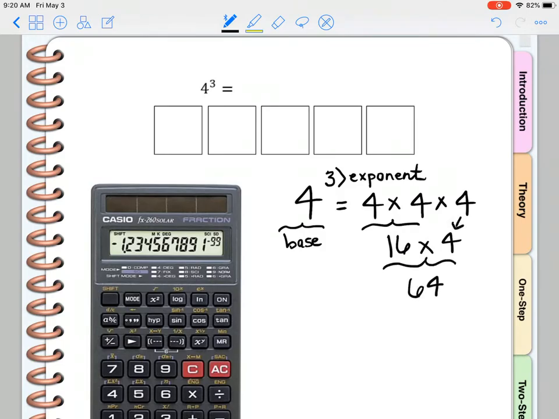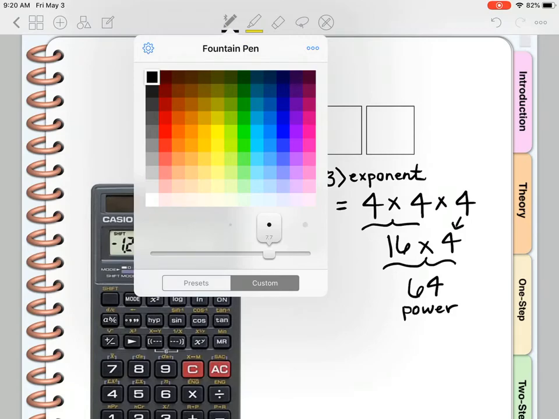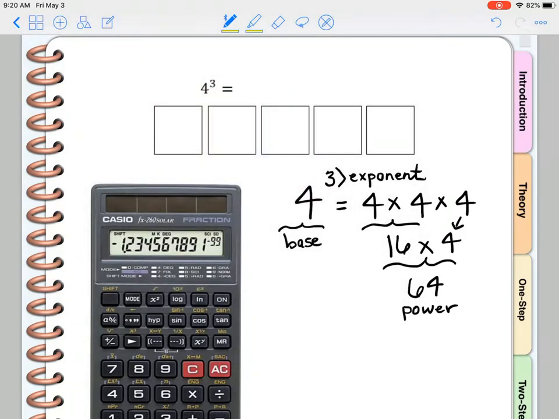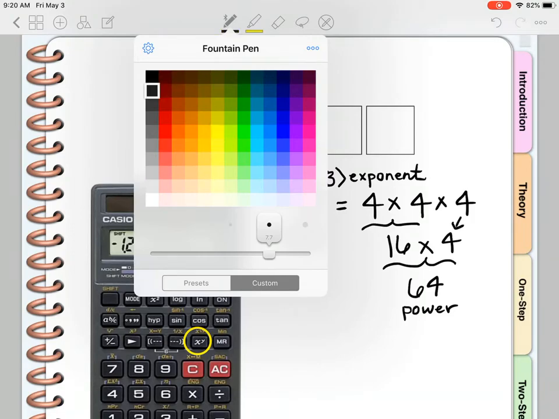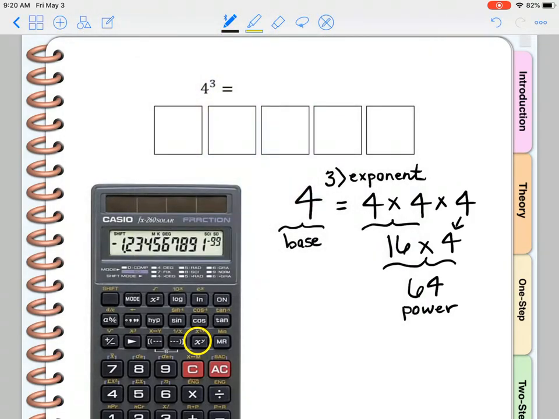And this 4 is coming from there. So we would say that 4 to the 3rd power is 64. This is called the power. Okay, to do this on the calculator, you need the exponent key. This is one way to do it on the calculator, and that's right here. So that's the key that I want to use to get this answer very quickly.